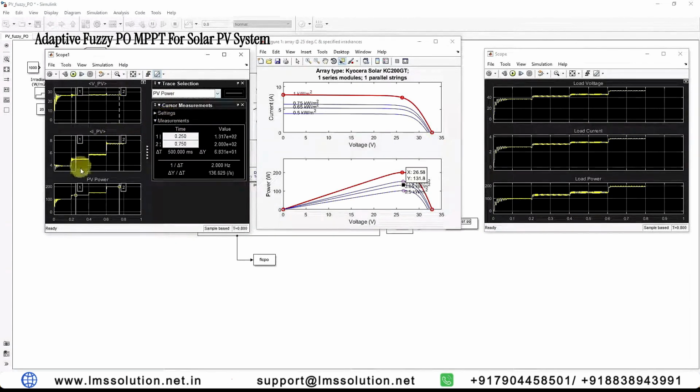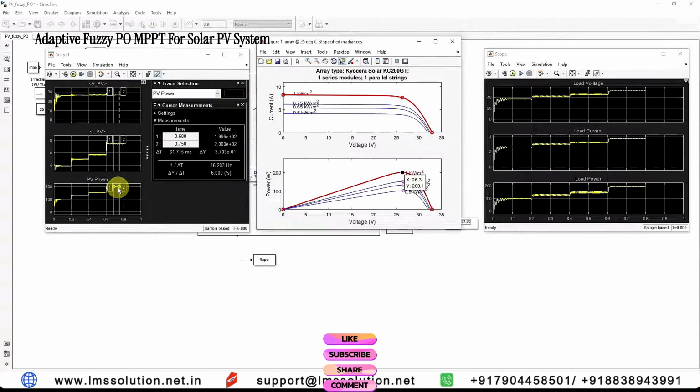I'm going to check the power. Here you can see that it is around 131.7. For 750 watts per meter square the peak power is 151.7. Here you can see that the peak power is 151.6. Already I told that for 1000 watts per meter square the peak power is 200.1. Here you can see that the peak power is 200. The adaptive PO MPPT algorithm effectively extracts the maximum power from the PV panel.